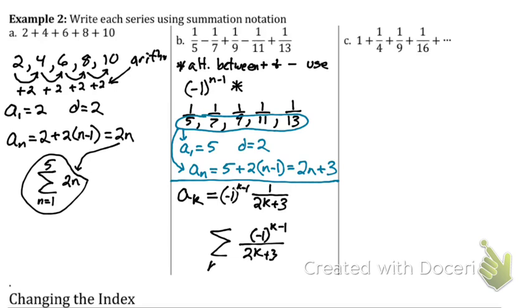All right, so now we're going to start with k equals 1. And how many terms do I need? I need 1, 2, 3, 4, 5. So I end on term 5. So k equals 1 all the way to when k equals 5. That is my finished answer.